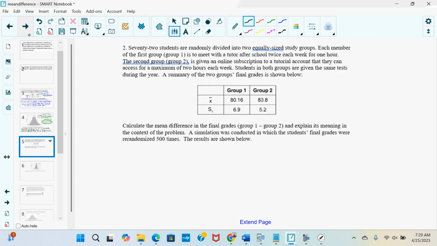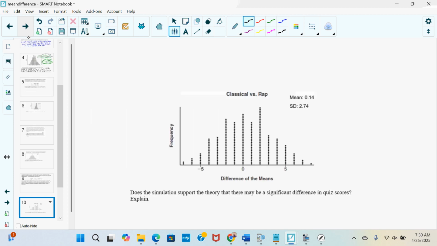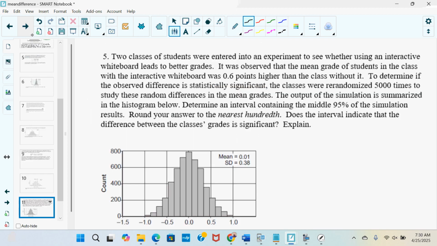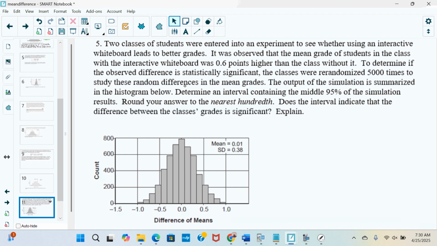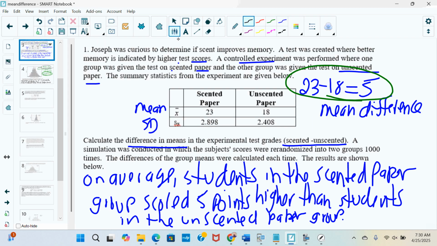Let's take a look at one more quickly. You always need to start with the mean difference. They might give you the mean difference, or you might have to find the mean difference by subtracting. So for this example, I had to find the mean difference by subtracting the means, which they gave us.